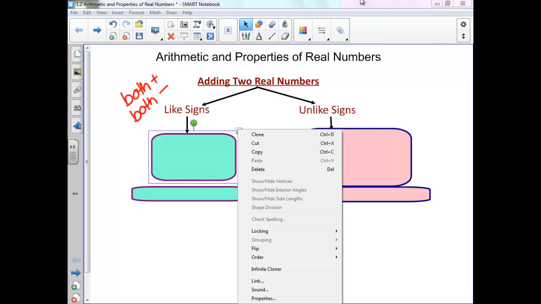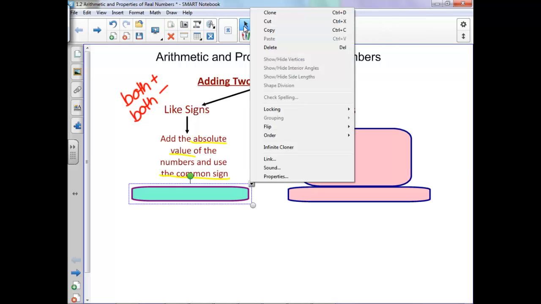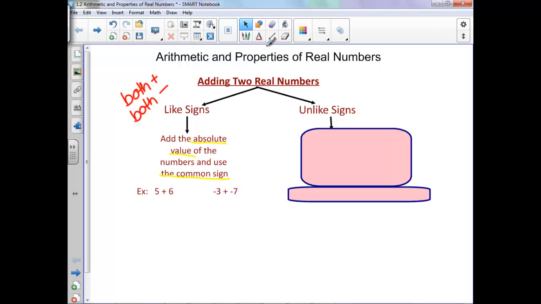And so what we need to do is add the absolute value of the numbers and then use the common sign. So if they're both negative, we'll use a negative. If they're both positive, we'll use a positive. So for example, if we have 5 plus 6, well, that's just 11. They're both positive, our answer is positive.